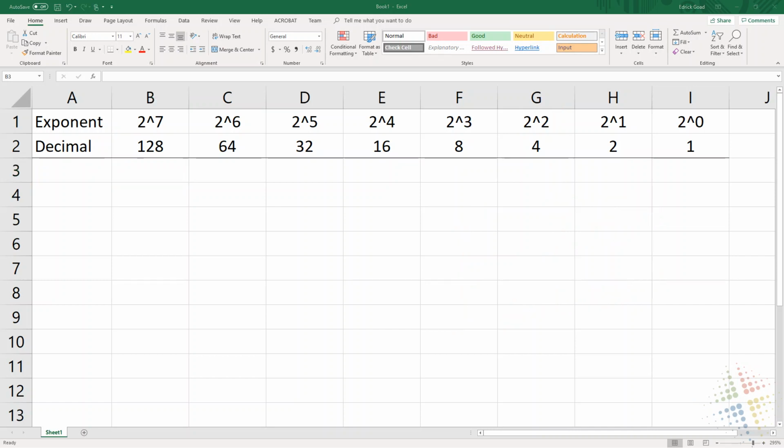So now that we have our exponents and our decimal references, what we do now is we think about a binary number. Now, like I said, we normally deal with 8-digit binary numbers, so I'm just going to randomly write in here an 8-digit binary number.